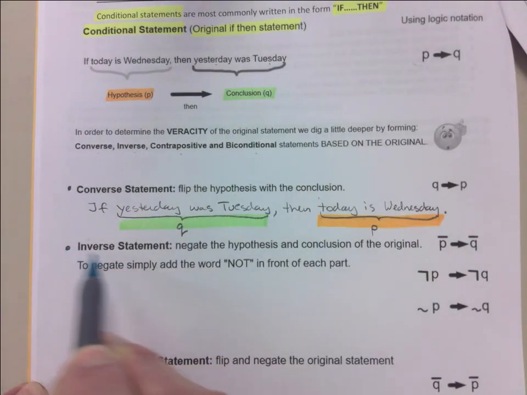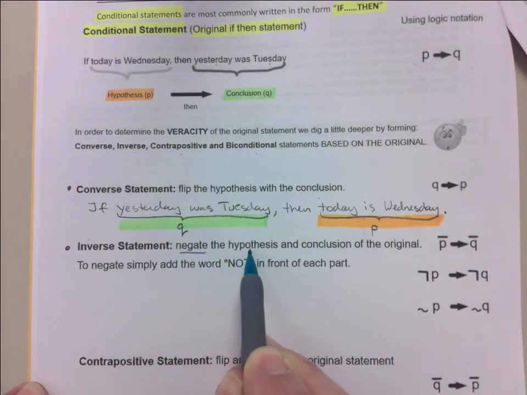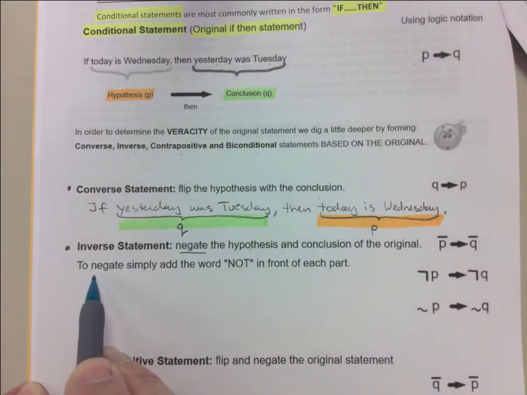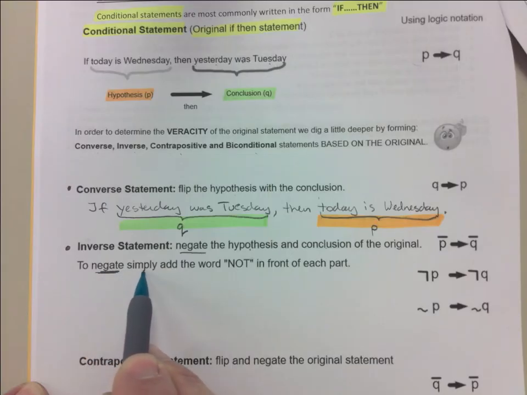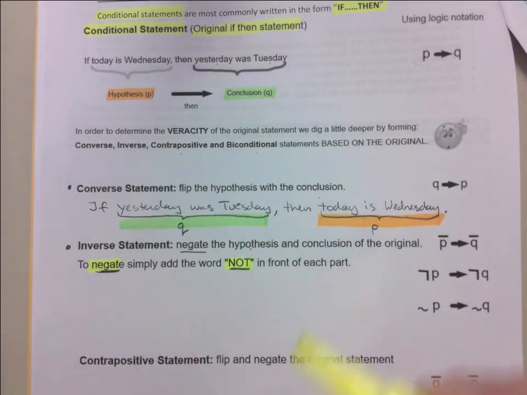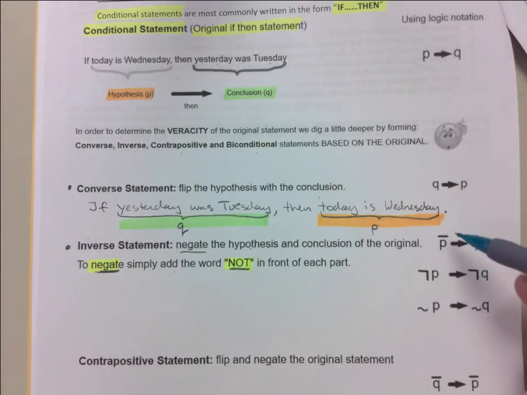So we did the converse. Now we're going to do the inverse. Inverse. Negate the hypothesis and the conclusion of the original. To negate, we simply add the word not. Okay, so to negate something, we just go not in front of each part. And so this is going to get a little annoying, okay? But I need to prepare you for all three. Every single one of these is saying the same thing.